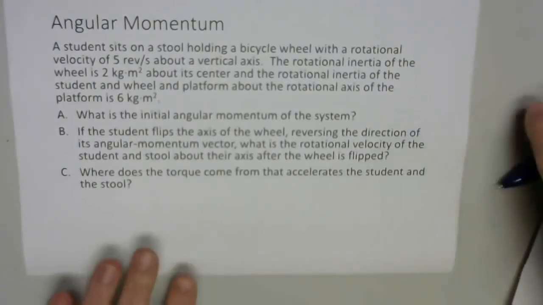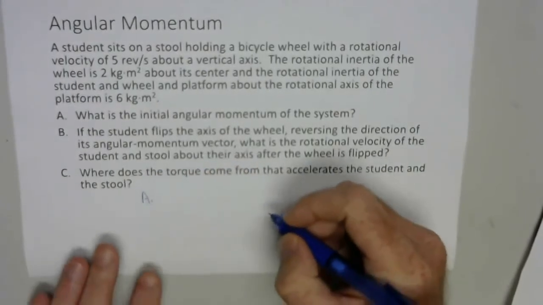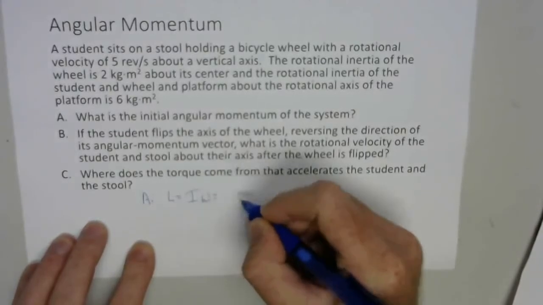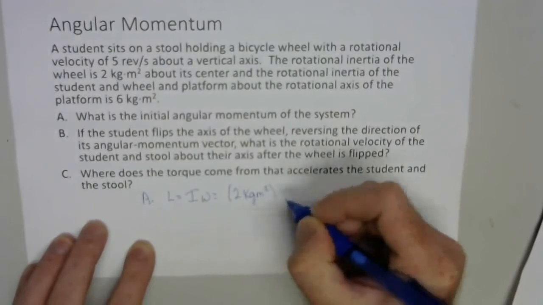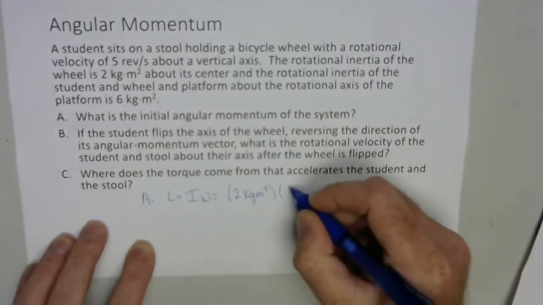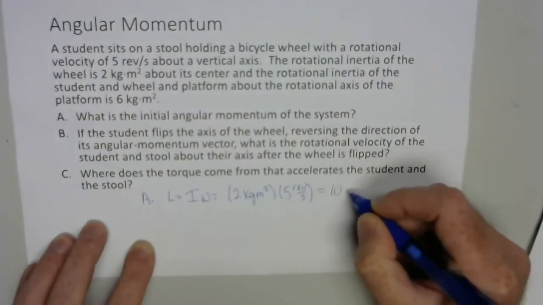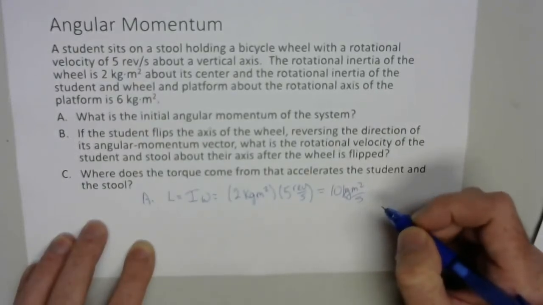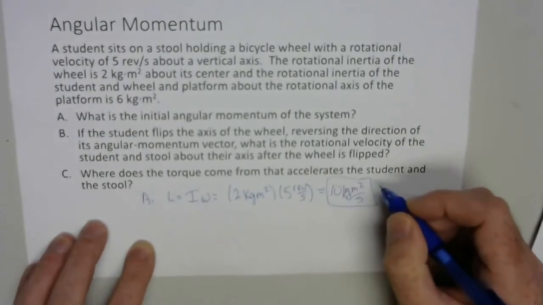Okay, so if we look at this problem for part A, we find that the angular momentum is equal to the inertia times the rotational velocity, which will be 2 kilogram meters squared for the wheel only, times 5 revolutions per second, which is the rotational velocity, for a total of 10 kilogram meters squared per second for the rotational momentum. And so that would be one rotational momentum.